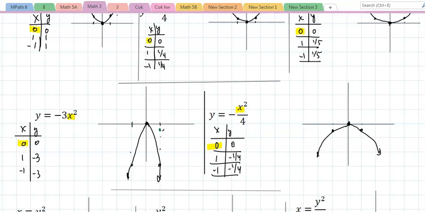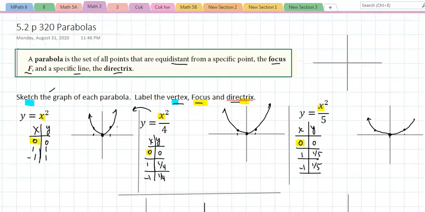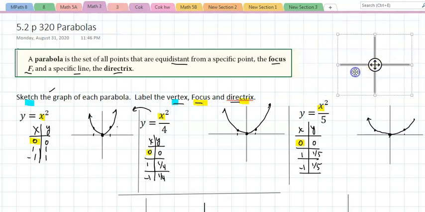That's more than enough. Now, we're going to come to this idea of focus and directrix. This is how we're going to define it. We're going to define y equals 1 over 4p times x squared as a parabola. If the leading coefficient is positive, it opens up. And if it's negative, it opens down.